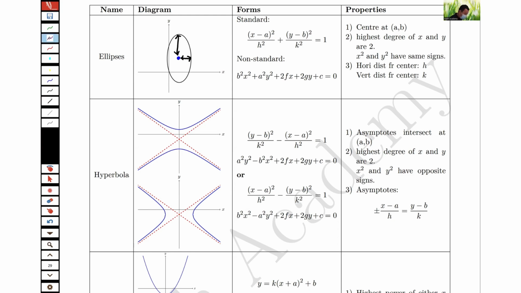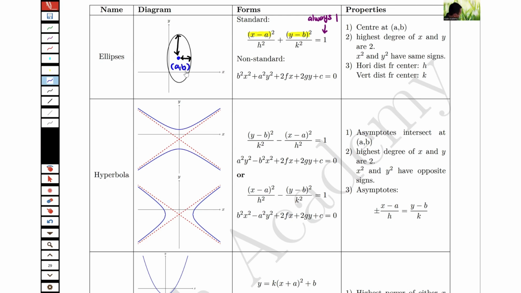For this equation, the right-hand side is always 1. We will force it to be 1 whenever we get an equation like this. You're going to see two fractions on the left. One of them has x, the other one has y. In order to get the center of the ellipse, you let the numerators be 0. So if I let the numerators be 0, the center of my ellipse will be (a, b).